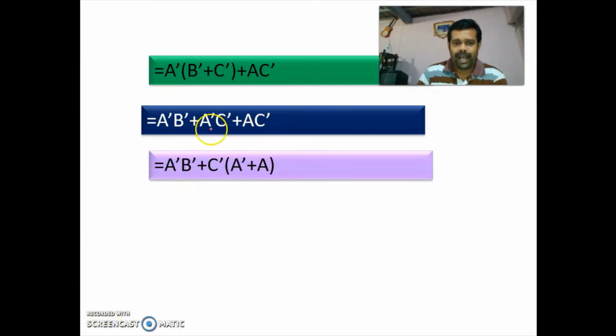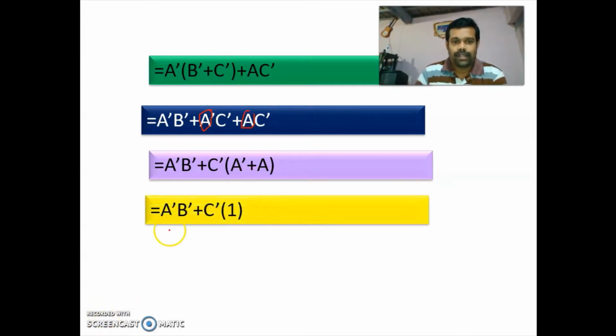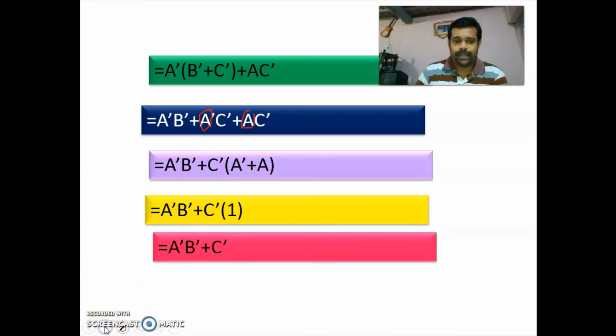Now from the last two terms we are taking C bar common. Here you have A bar and here you have A. So A plus A bar is 1. So 1 into C bar is C bar. So finally you are getting A bar B bar plus C bar. This is the answer.